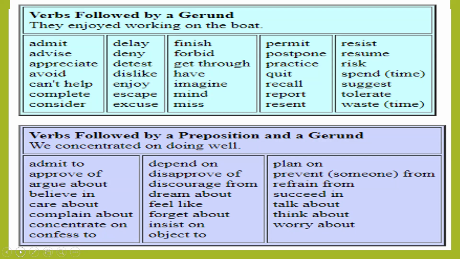There are a few verbs which are always followed by a preposition and a gerund. A very important point should be noted: they are always used with a preposition and a gerund. An example is given: "We concentrated on doing well." So "on" is the preposition, "concentrated" is the verb, and "doing" is the gerund.